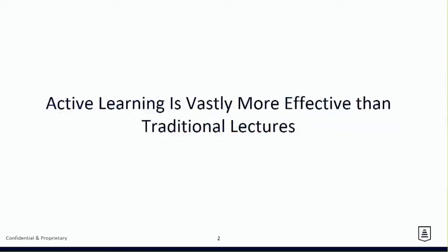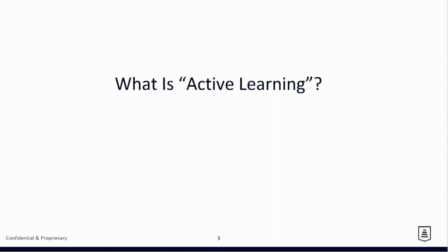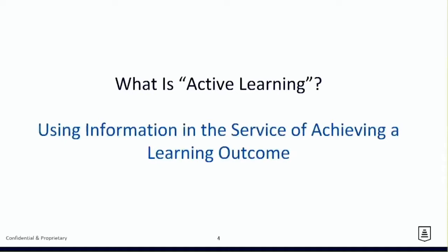So active learning is vastly more effective than traditional lectures. That's why. What is active learning? Using information, so for example, in a debate or problem solving, some way of using information in the service of achieving a learning outcome. So a learning outcome is the point. It's what you want them to learn. So it's not just a discussion. It is using information to learn things. That's what active learning is. Many forms of active learning: debates, playing, and dozens of different types of things that you can use to help students.